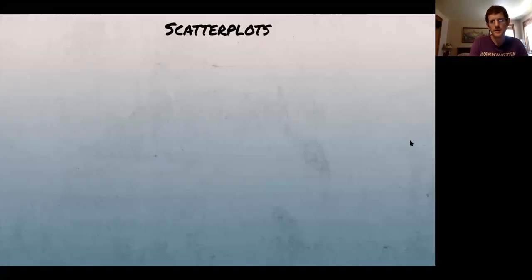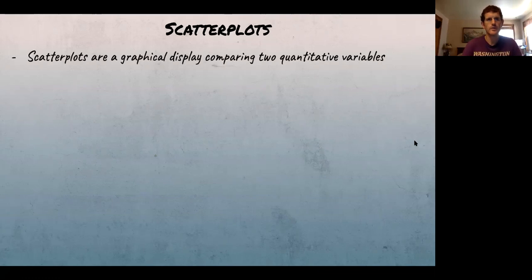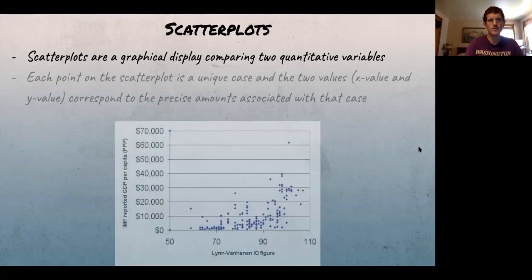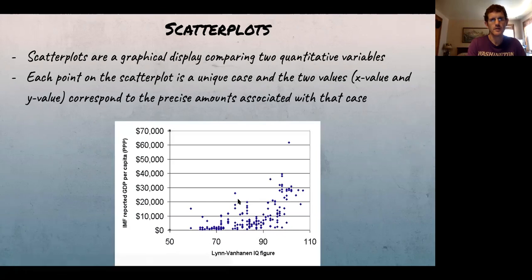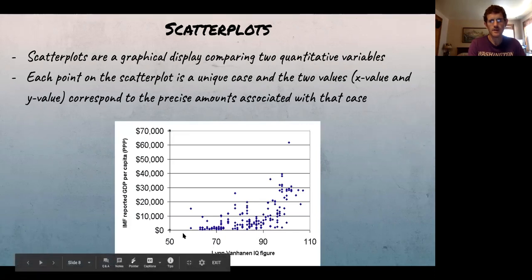Okay, so scatter plots. In the last unit, we were focused entirely on the normal distribution, and those deal with one variable. It's a data set, but we're only looking at one variable for each data point. With scatter plots, we're going to be looking at displays where each data point has 2 quantitative variables associated with it. So each point here is a unique case, and the 2 values, so your x and your y value right here.